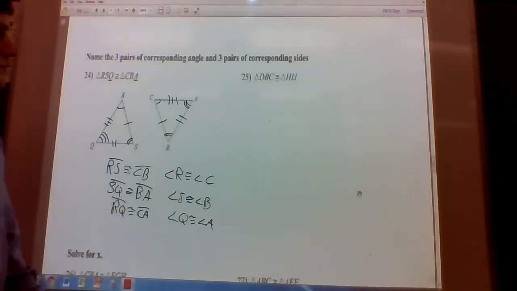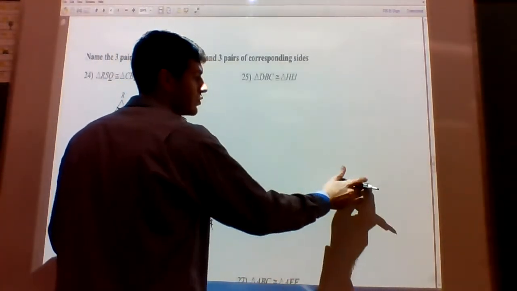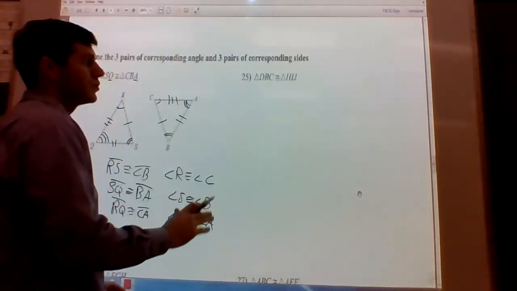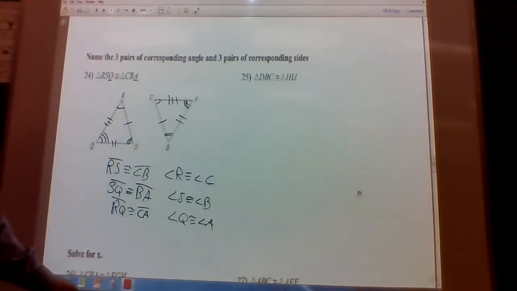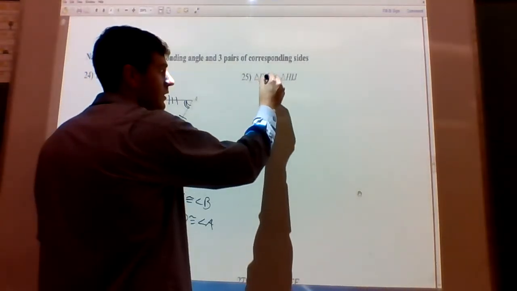Okay. Next one, they're not even giving us a picture. And again, we don't need a picture. You can certainly draw a picture. It would help to draw a picture. Okay. Let's do it first without the picture, and then we'll draw the picture in and make sure we did what we did right.